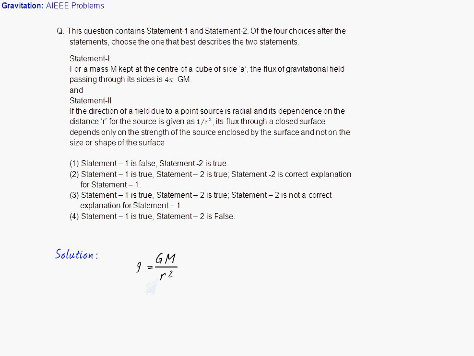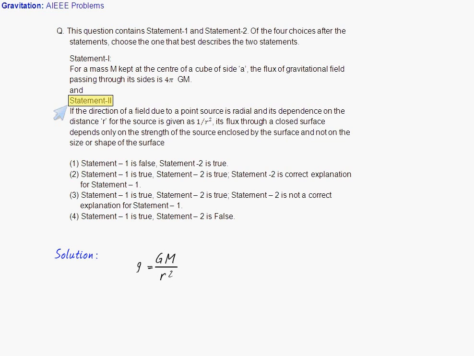Yes, the gravitational field is towards radial only, and its dependence on the distance r from the source is given as 1 by r square. So this is right. Its flux through a closed surface depends only on the strength of the source enclosed by the surface and not on the size or shape of the surface. This is true. So you are getting the value also.